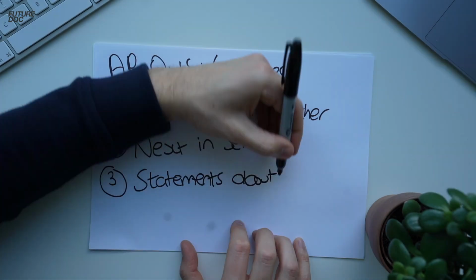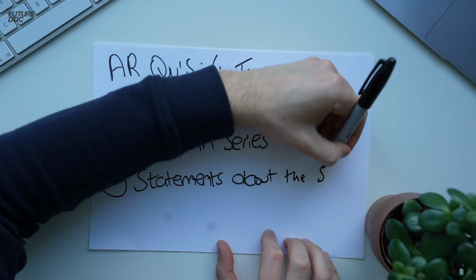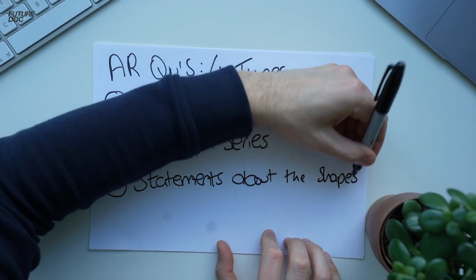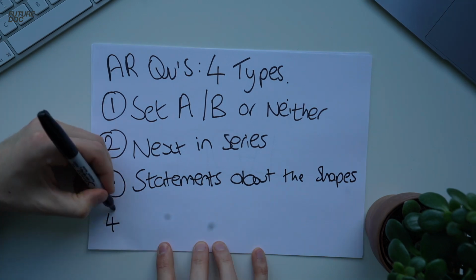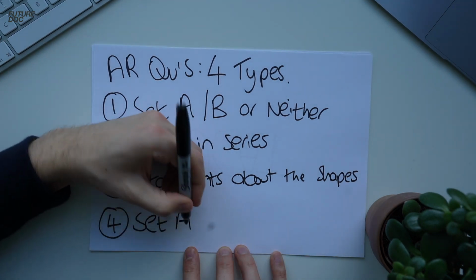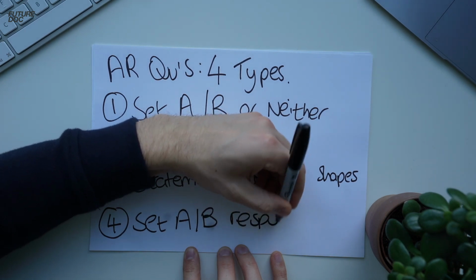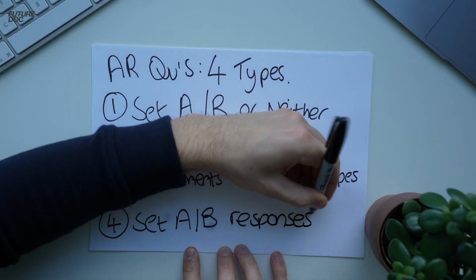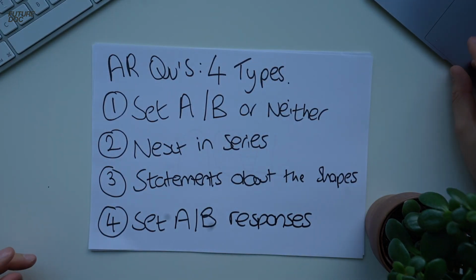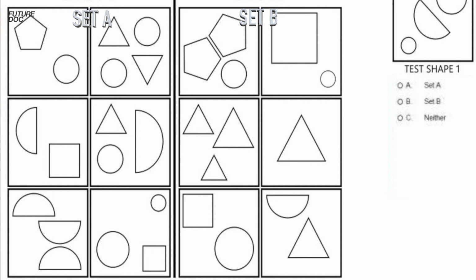For type 3, you'll be given a statement involving a group of shapes. Then you'll be asked to determine which shape completes the statement. And then for type 4, again, you'll be presented with 2 sets of shapes labeled A and B, and then you're going to be given 4 response options and asked which belongs to set A or set B. And type 4 might seem similar to type 1, so don't worry, I'll show you the difference between the two later on.